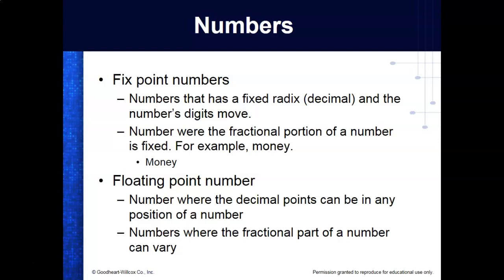Floating point numbers are numbers where the decimal point can be in any position in the number, where the fractional part of the number can vary. So we have fixed point numbers and floating point numbers. We need to understand that, right? Everybody okay on that? Okay.